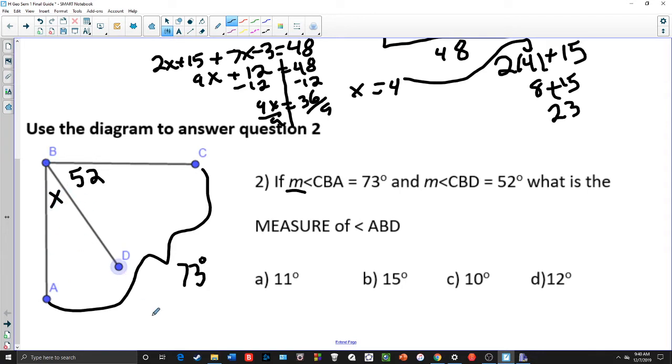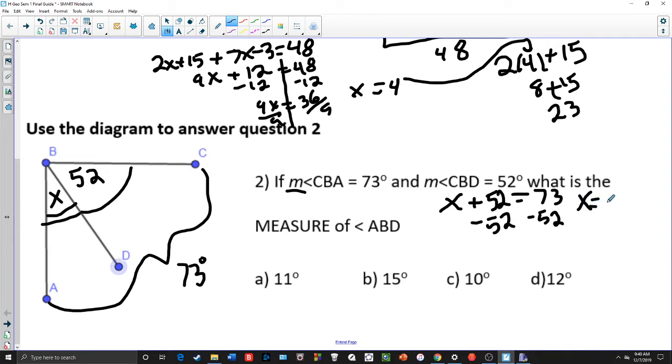So just like with segments, angles add together as well. So this angle plus this angle is going to get me the entire angle. So I know that x plus 52 is going to get me 73. And from here, again, just go back to algebra. I can subtract 52 from both sides. And I get x is equal to 21.